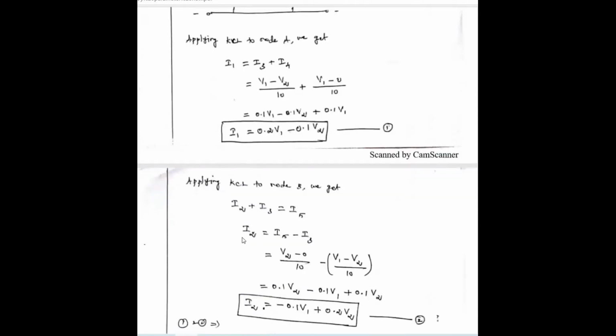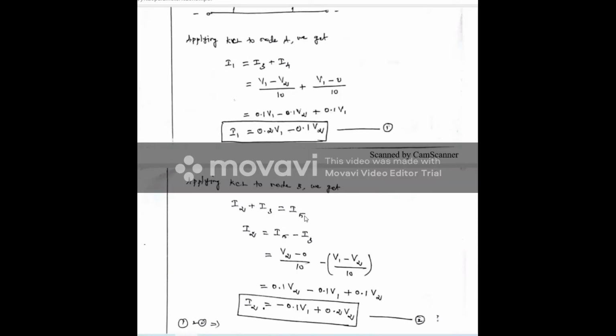For this node B, I3 is the incoming current, I2 is the incoming current, I5 is the outgoing current. So the KCL equation is I2 plus I3 equal to I5. Similarly, we have to find the value of I3 and I5 and substitute here. Our aim is to obtain the equation for I2, so you don't change the I2 value. You keep it as I2 here.